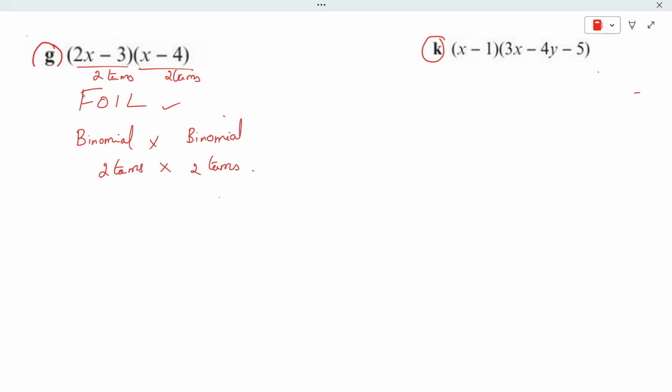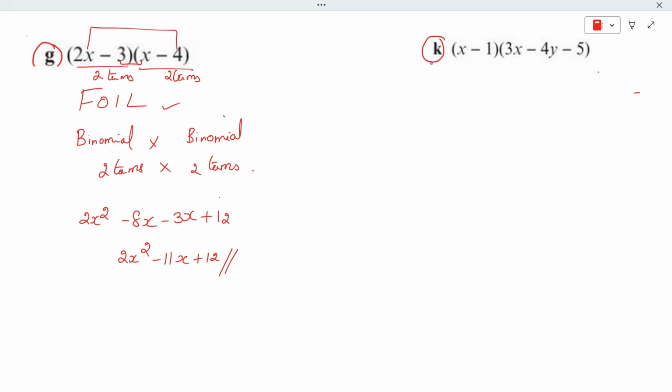So how will I use FOIL? F stands for first. So 2x times x is 2x square. Then the outer term, 2x times minus 4 is minus 8x. Then the inner term, minus 3 times x is minus 3x. Then the last term, minus 3 times minus 4 is plus 12. So when I combine the like terms, I will get 2x square minus 11x plus 12 as the answer.